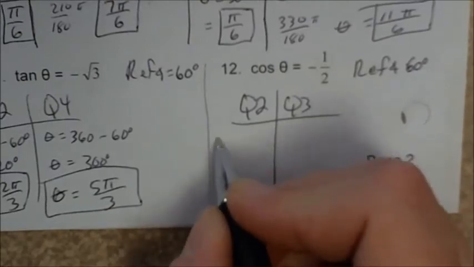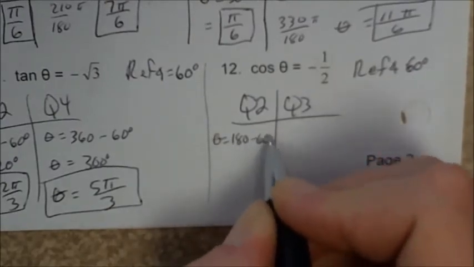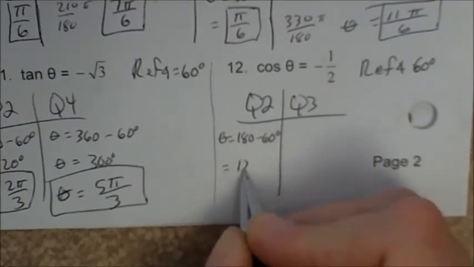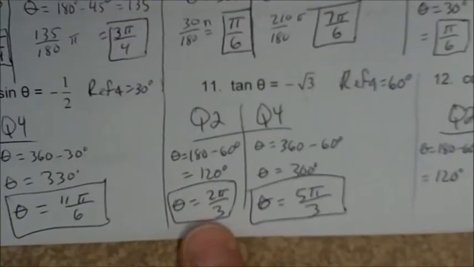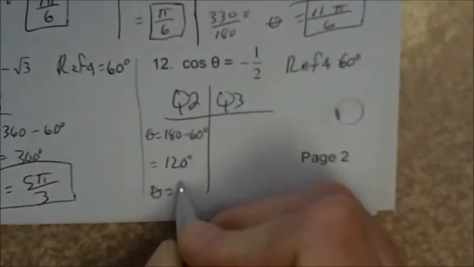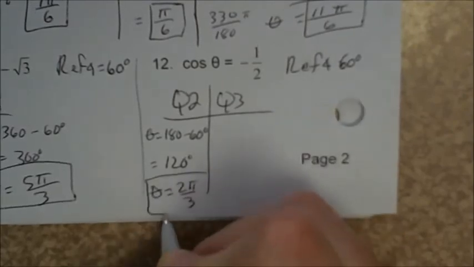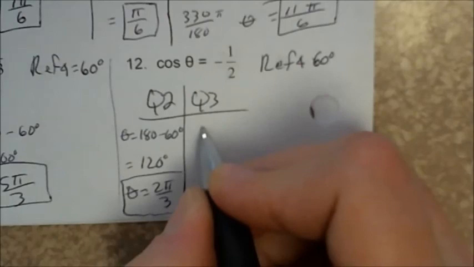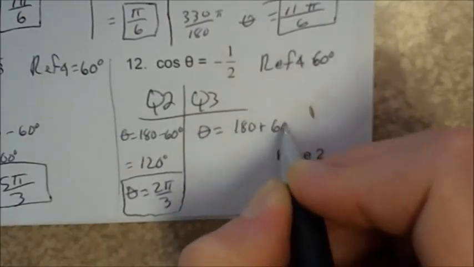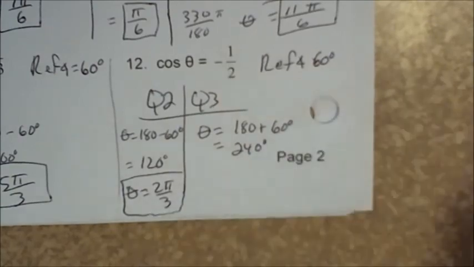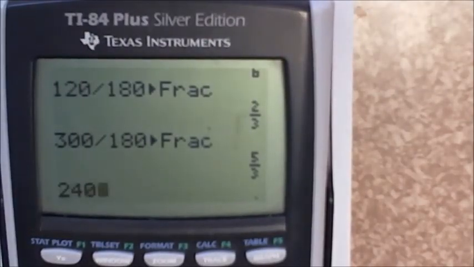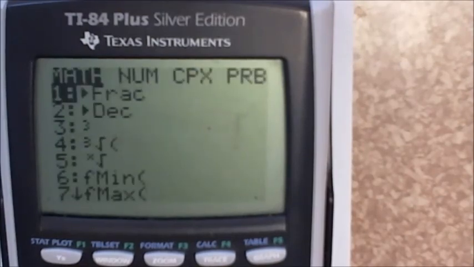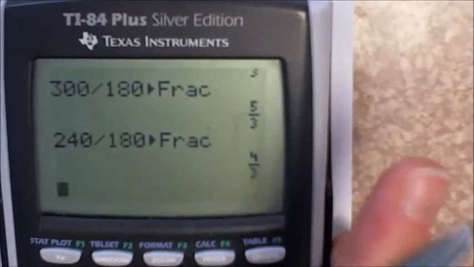In quadrant 2, we do theta is equal to 180 minus the reference angle. 180 minus 60 is 120 degrees. Have we done 120 already today? Yes, 120 was back here. It's 2 pi over 3. So theta is 2 pi over 3 for number 12. And in quadrant 3, theta is 180 plus the reference angle, which is 240 degrees. Let's see, have we done 240 yet? I don't see it. Okay, 240 divided by 180, math, frac, is 4/3. So we got 4 pi over 3.